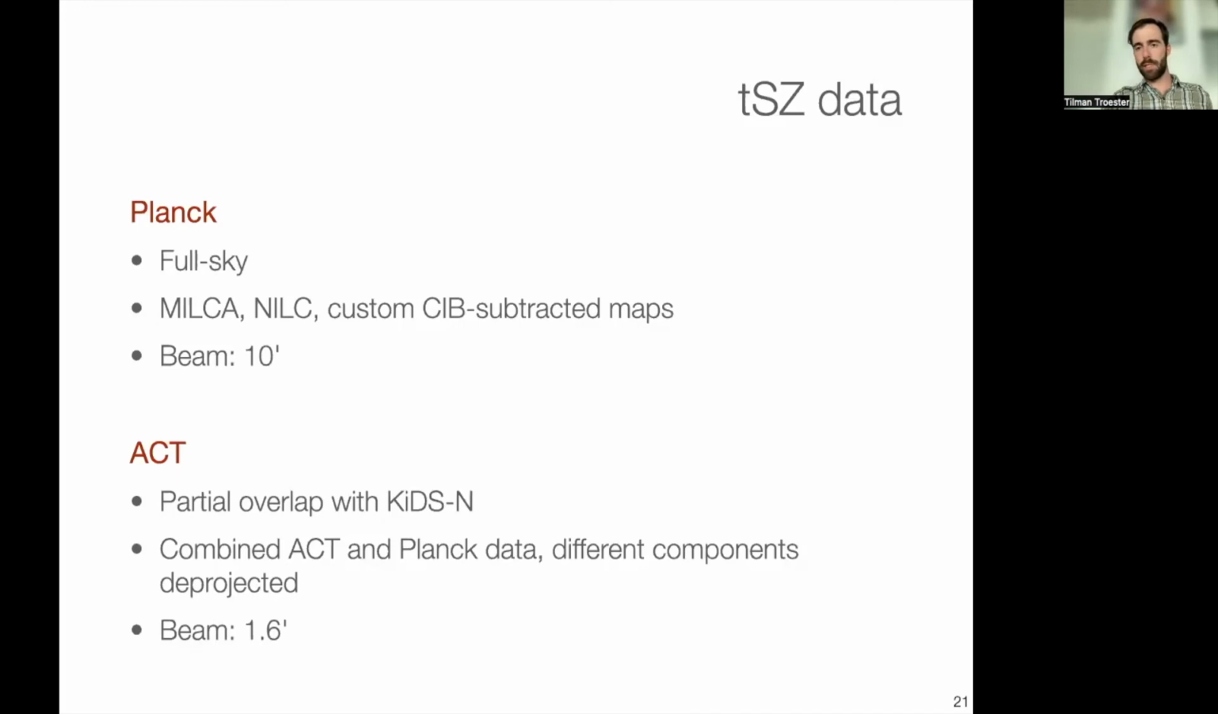As data for this tSZ effect, we have two data sets. We have Planck, which gives us full sky maps. The downside is that the resolution is quite poor because Planck has a 10 arcminute beam or so. On the other hand, we have the Atacama Cosmology Telescope, which has a much better angular resolution, but only part of the sky is measured, and that part only overlaps partially with our KiDS data. So the overlap area is quite a bit smaller than with Planck, but angular resolution is much better.